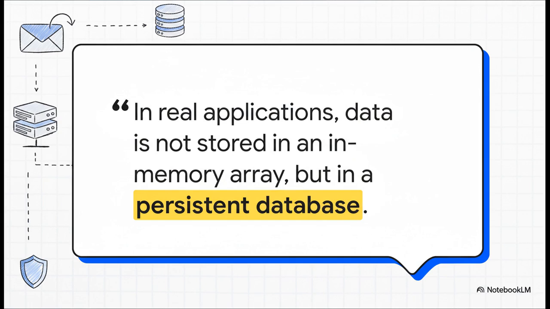Now, time for a crucial dose of reality. Our wizards array was great for the demo, but if our server were to restart, poof, all our data would be gone forever. In a real-world app, that wizards.push line would be replaced with a command to save a new record into a real, persistent database, something like PostgreSQL or MongoDB.